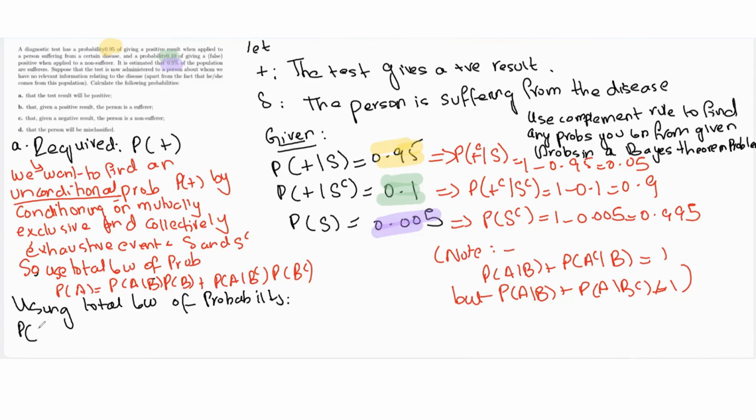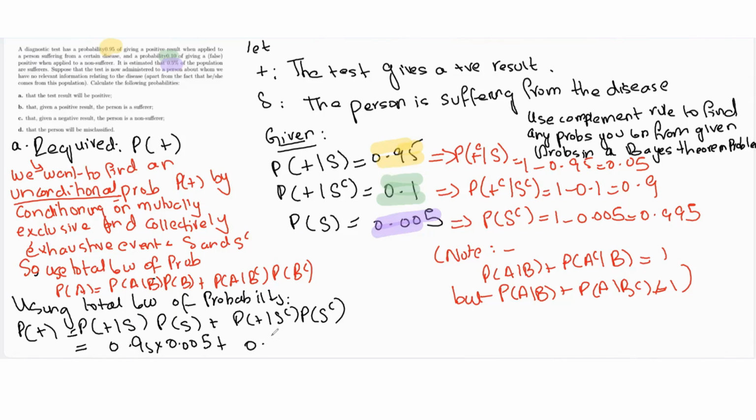So using the total law of probability, we can write the probability that he is positive as the probability he is positive given he is a sufferer into probability he's a sufferer, plus probability positive given he's not a sufferer into probability he's not a sufferer. We have all this information. Probability positive given sufferer is 0.95, probability of sufferer is 0.005, plus probability of positive given not sufferer is 0.1. Probability of not sufferer we found using the complement rule is 0.995. So this turns out to be 0.10425.